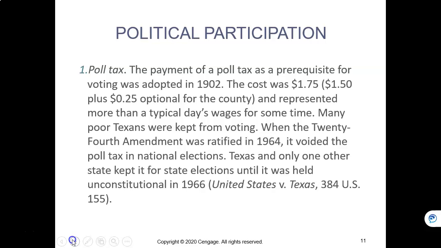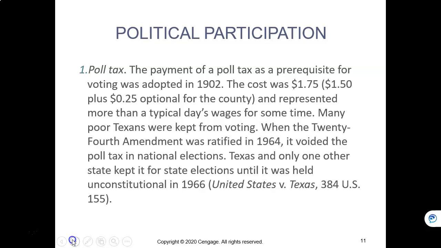In the Texas Constitution, 1902, Texas adopted poll tax. Now, the cost was $1.75. That was $1.50 plus 25 cents optional for the county. And when we have gone and adjusted, that's about $35, which had to be paid at the beginning of each year to vote in November. A lot of times people did not have it.